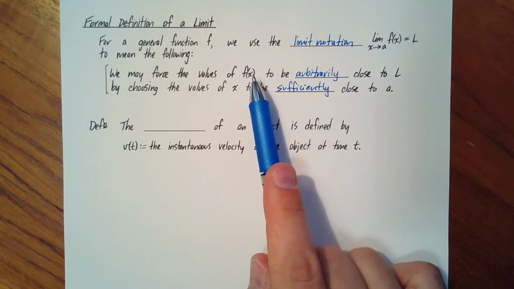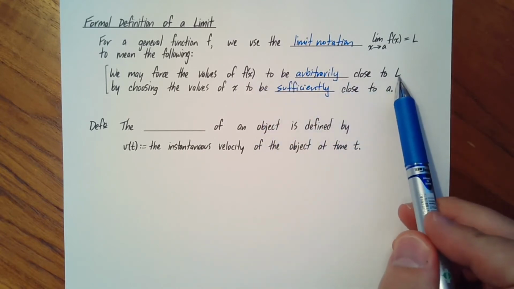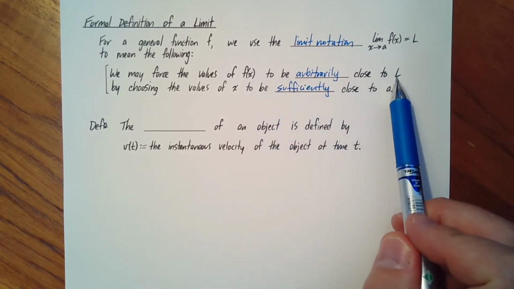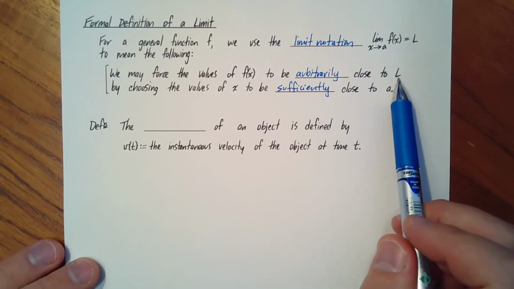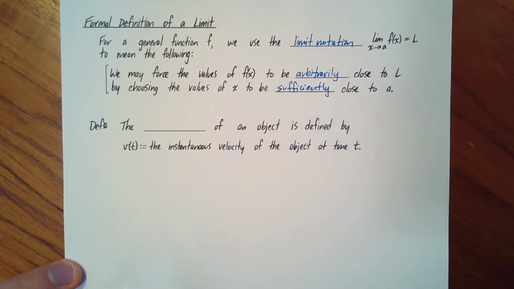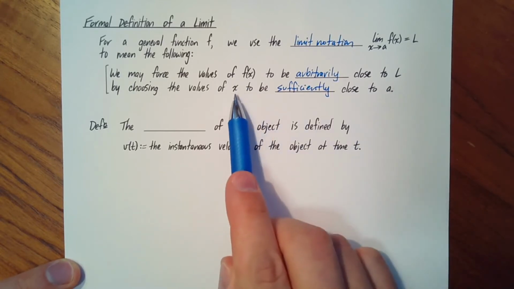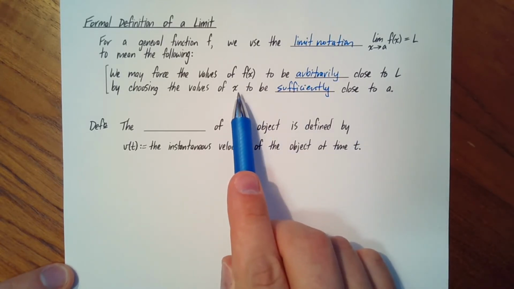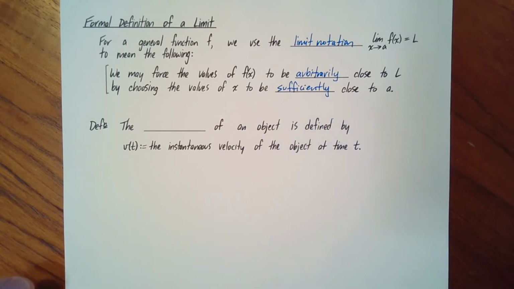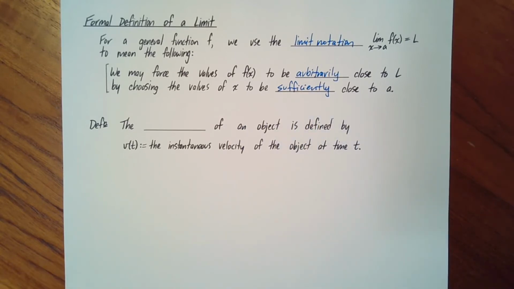Whatever desired level of precision you want to force f of x to be close to L in, so the narrower the window around L that you want f of x to lie within, the narrower the window around a that you're going to have to force the values of x to lie in. So that's the use of the word sufficiently here. Okay, so just to finish off, this last definition really summarizes everything from this section in a nutshell, so it's actually a really good place to end off.